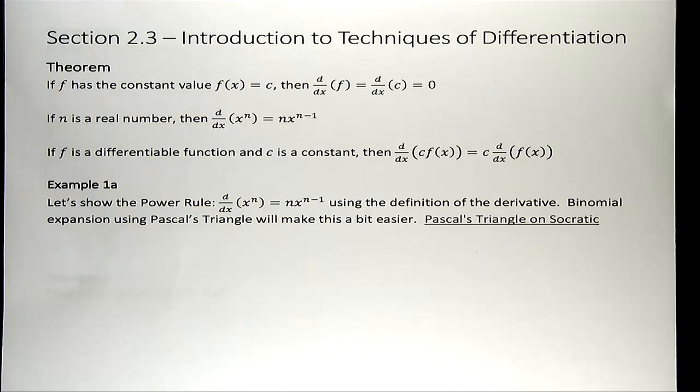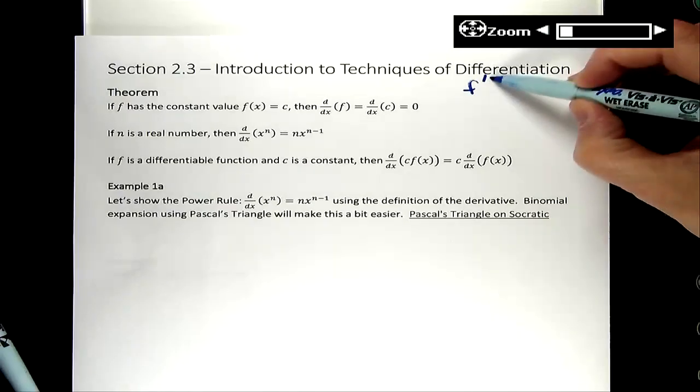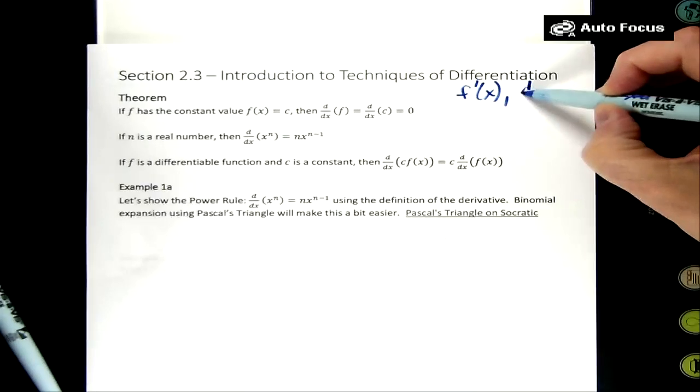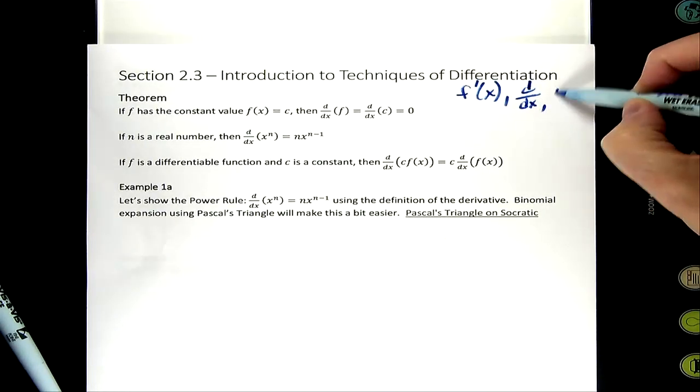So how to differentiate. Differentiation is another word for taking the derivative. So differentiate and derivative are kind of similar. If we have a constant value for f of x, like f of x equals 5, then the derivative of f is the derivative of the constant, which is 0. We've got a bunch of notations for derivative. We've got f prime of x, we've got d dx, we've got y prime.